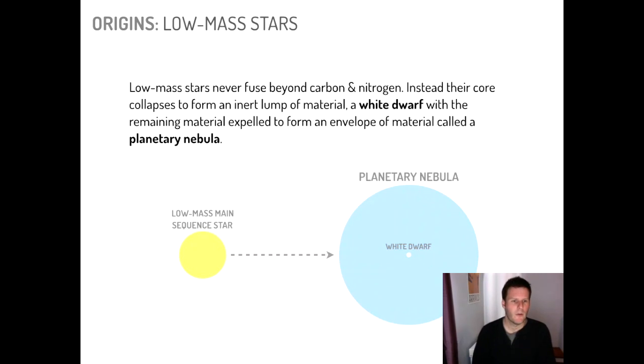Okay, so low-mass stars unfortunately never fuse beyond carbon and nitrogen, and this includes the Sun. Instead, their core collapses to form an inert lump of material called a white dwarf, with the remaining material expelled to form this envelope of material around it called a planetary nebula. This is just a very simple schematic over here, how we take a star like the Sun, and towards the end of its lifetime we'll be left over with this small white dwarf, which is no longer creating energy via nuclear fusion, surrounded by this diffuse material called a planetary nebula.